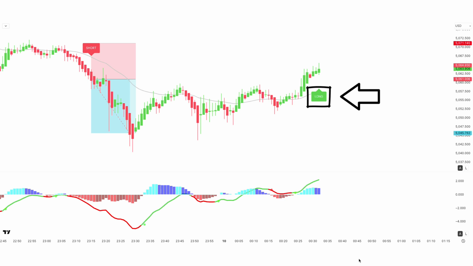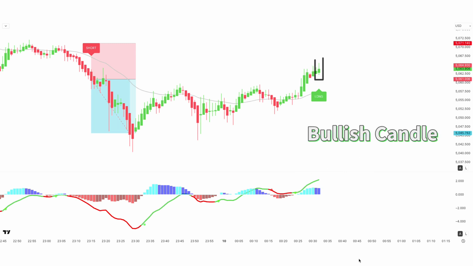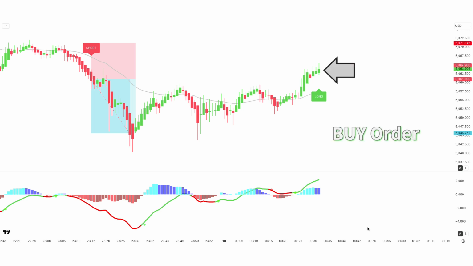Here the gold trend signal arrow of this indicator is a long signal. Here the green line of the MACD custom indicator is above the columns. Here the market has made a bullish candle to give confirmation. So all our conditions are being fulfilled, so we are placing an order to buy.